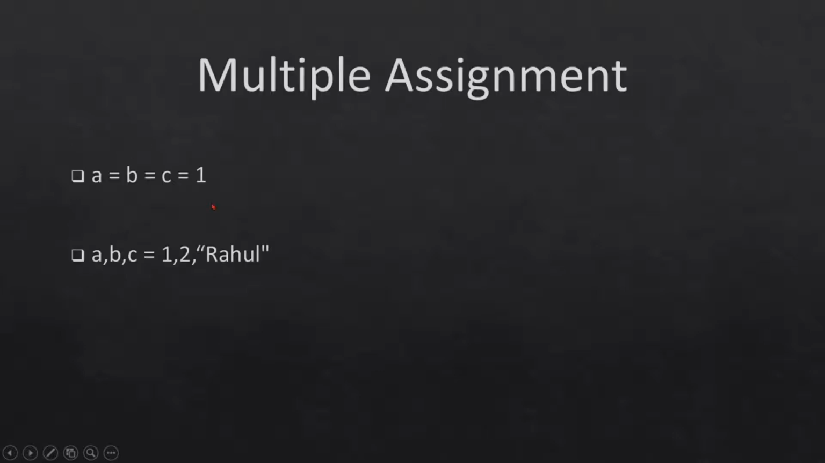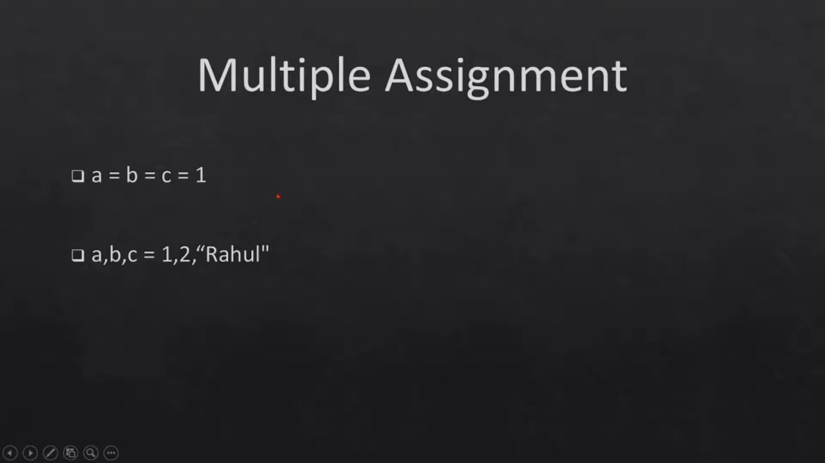The next topic is multiple assignment. Python allows you to assign a single value to several variables simultaneously. For example, a is equal to b is equal to c is equal to 1. It means 1 is assigned to variable a, variable b and variable c.